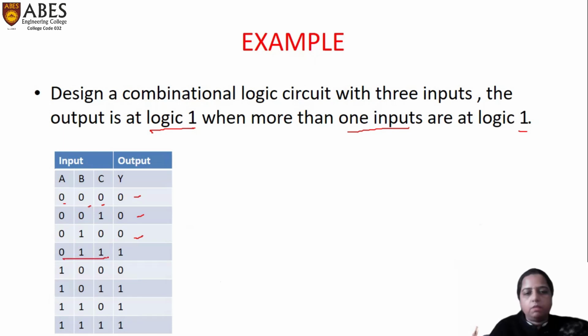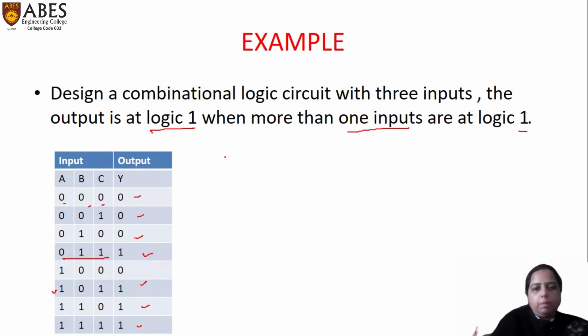For 0, 1, 1, we can see that more than one input is 1, meaning at two places we have 1, 1. And therefore the output will be equal to 1. Similarly, for the fifth case, 1, 0, 1, we have two ones, and therefore the output is 1. For 1, 1, 0, again we have more than one 1, therefore the output is 1. And the last case 1, 1, 1, again more than one input is 1, so the output will be equal to 1. So this is the truth table as defined by the problem.